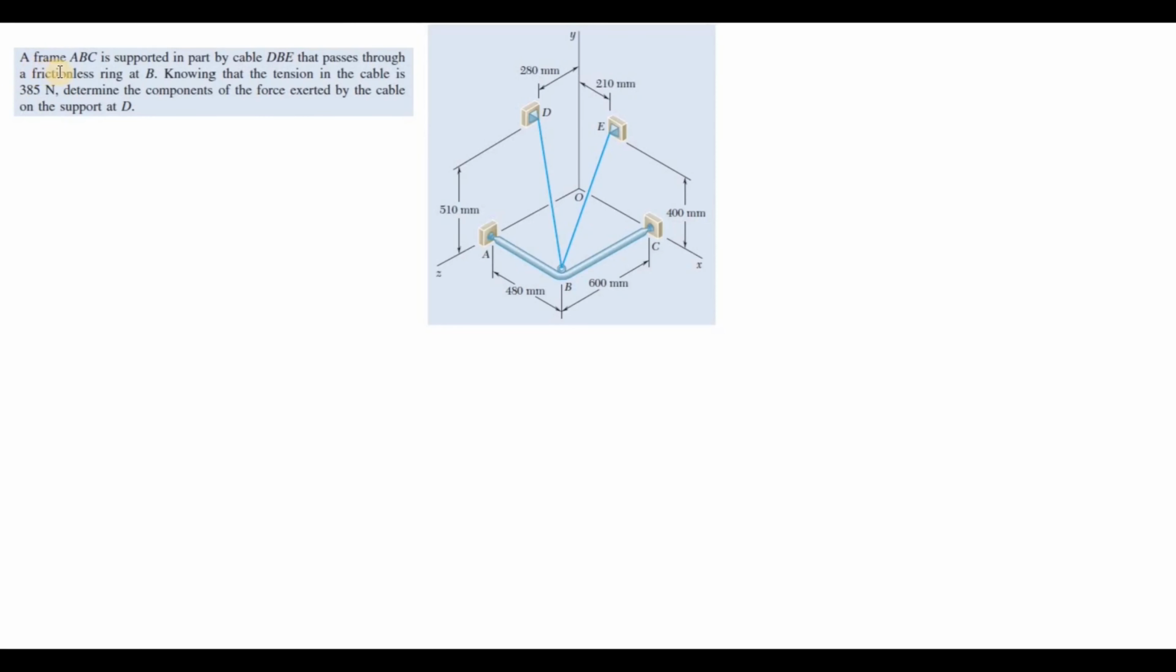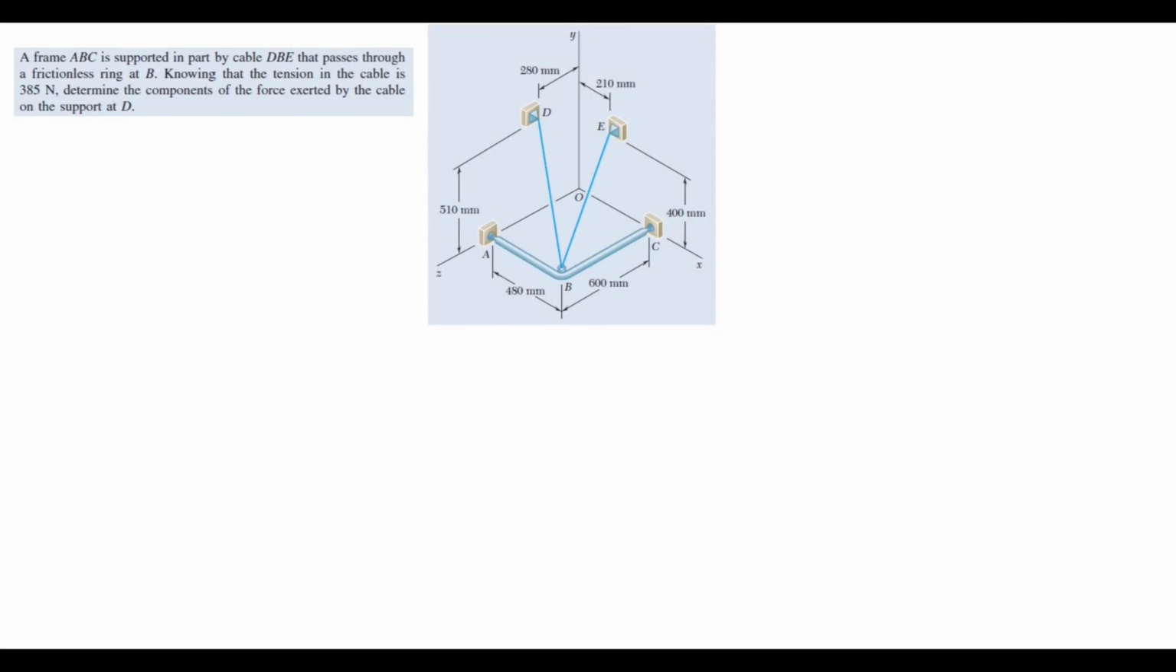For the first problem, we have a frame ABC supported in part by cable DBE that passes through a frictionless ring at B. Knowing that the tension in the cable is 385 newtons, determine the components of the force exerted by the cable on the support at D.